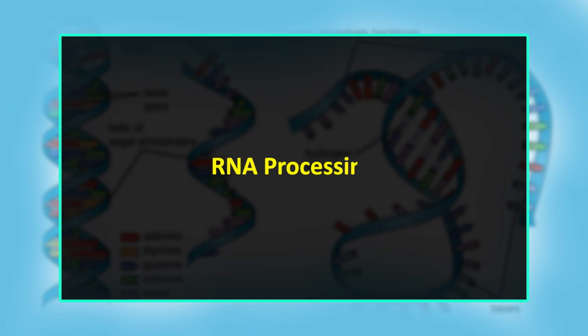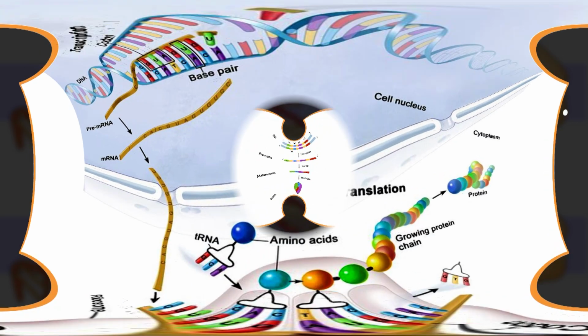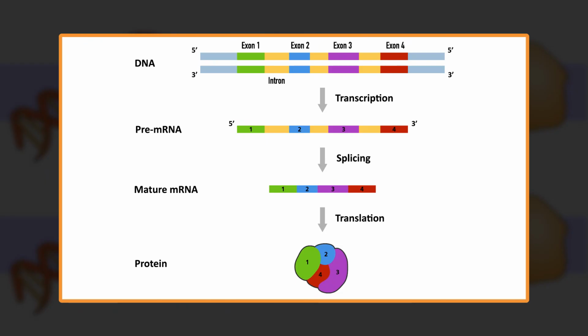Dear students, let's now discuss RNA processing. Transcription is the mechanism by which the information in genes, that is DNA, is used to produce RNA. The newly made RNA, also known as the primary transcript or pre-mRNA, the product of transcription, is further processed before it is functional.